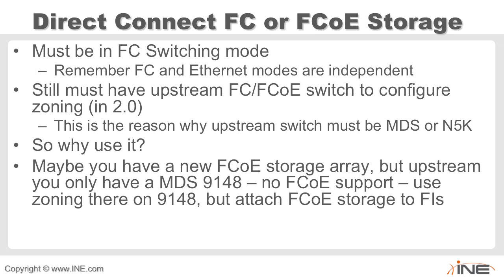So maybe you have a new FCOE storage array, but upstream you only had, like, an MDS 9148 with no FCOE storage. You've got a director class switch. You could use the zoning there on the 9148, but then attach the FCOE storage directly to the FIs. Again, this has all been solved in 2.1, but I just thought I would mention how to do it and why you might do it in the older 2.0 release, because that is what's on the lab.